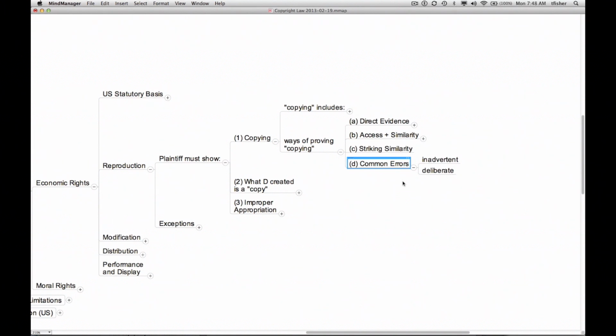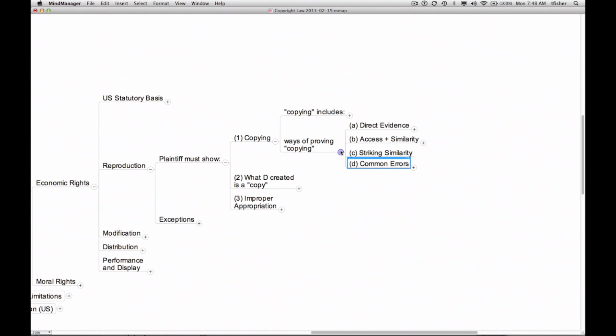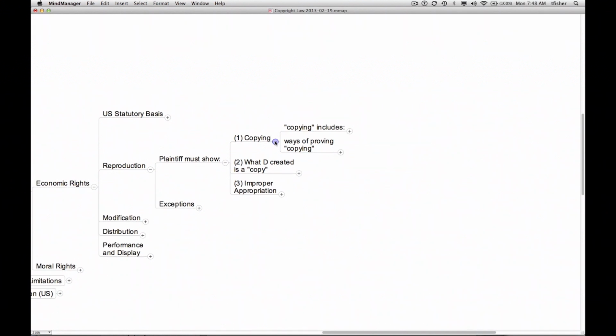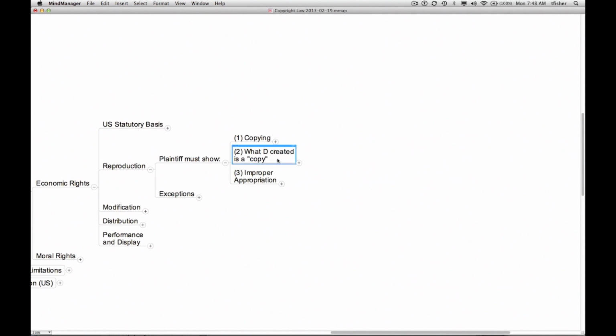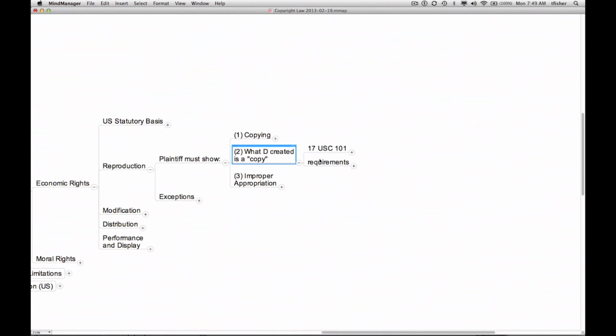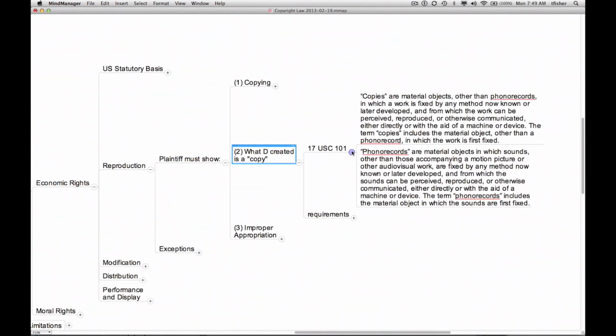Assuming that the plaintiff can surmount this first hurdle, the second of the three things the plaintiff must show is that the thing the defendant made through copying is sufficiently concrete and stable to be called a copy. In the overwhelming majority of cases, this is easy, but occasionally a plaintiff falters here. The statutory definition the plaintiff must satisfy is shown on your screen.